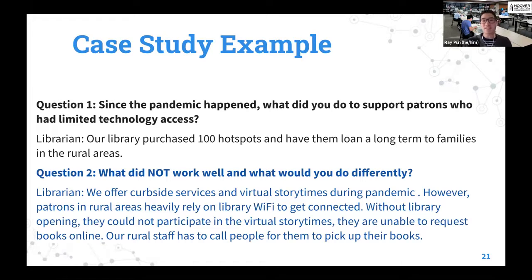They mentioned obviously offering curbside services and virtual story time, but the patrons in such rural areas relied on the library's Wi-Fi to get connected. So if the library wasn't open, they could not participate in these programs that are held virtually. They're also unable to participate in other activities like requesting books online and so forth. So the rural library staff has to call the people for them to pick up their library materials. This is an important issue because when the library's Wi-Fi doesn't get through, it becomes a major issue as it impacts not only the library, but also the communities they serve.